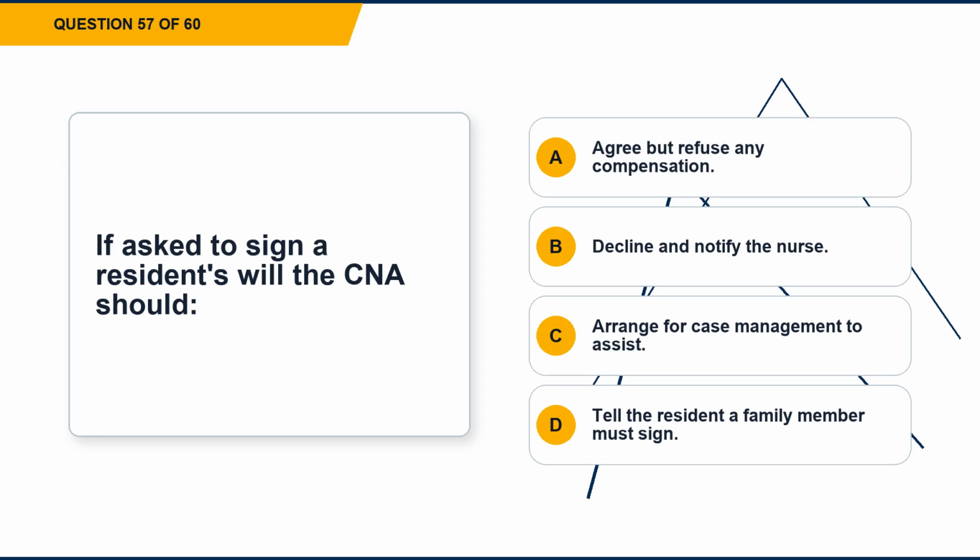Question 57. If asked to sign a resident's document, what should the CNA do? Option A, agree but refuse any compensation. Option B, decline and notify the nurse. Option C, arrange for case management to assist. Option D, tell the resident a family member must sign.